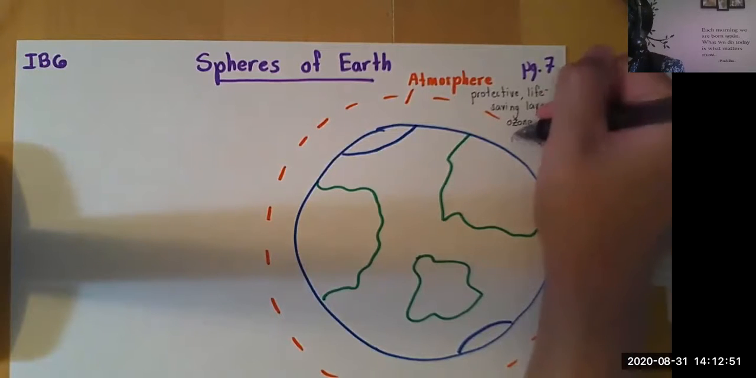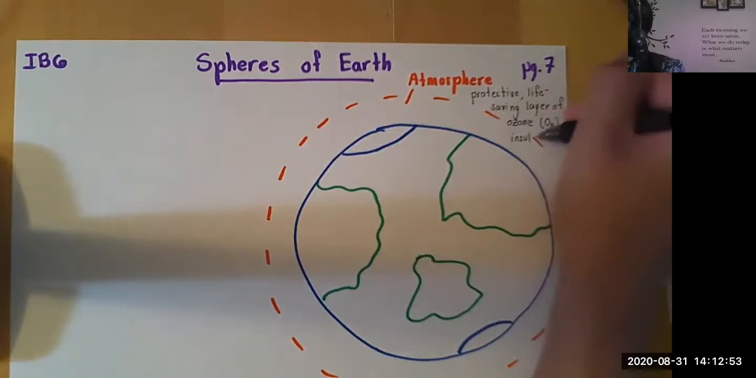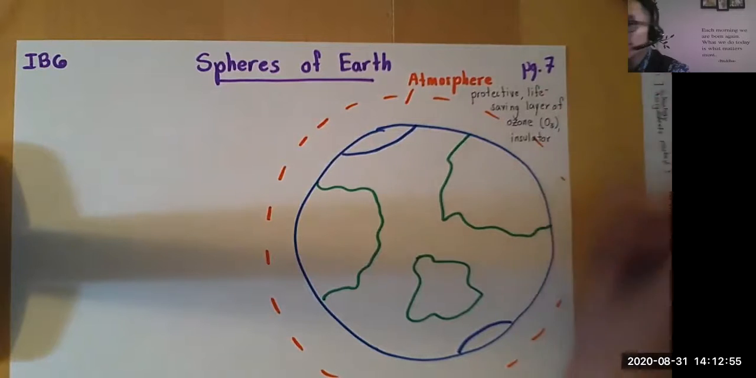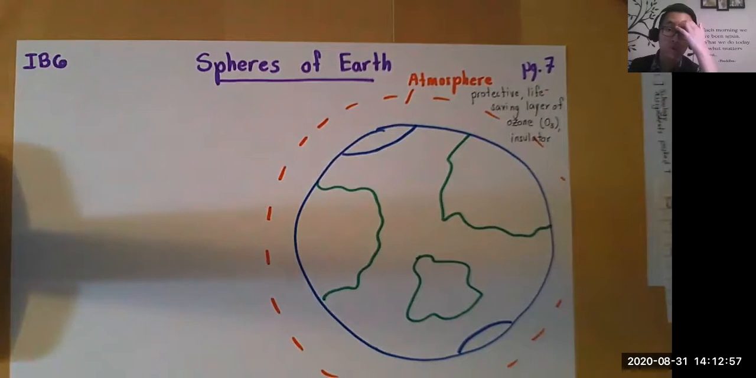And it serves as an insulator as well. Now what that means is an insulator, like a blanket, keeps you warm. So when you're sleeping at night, you are putting insulation over your body so your body stays warm when you sleep. You might not be doing that because it's been so hot, but that's what an insulator is used for. Okay.